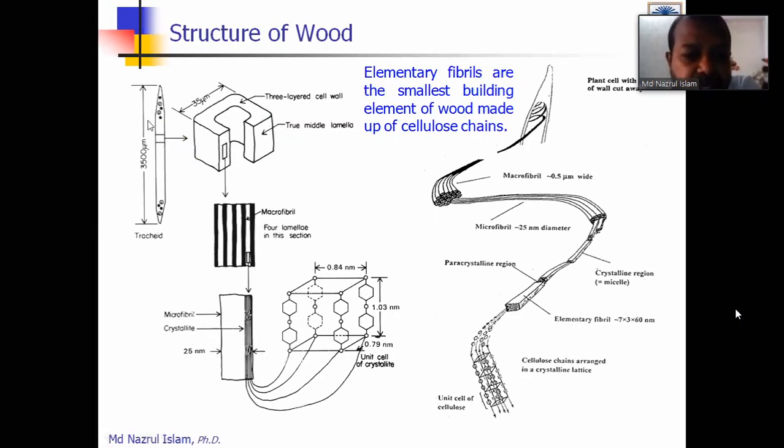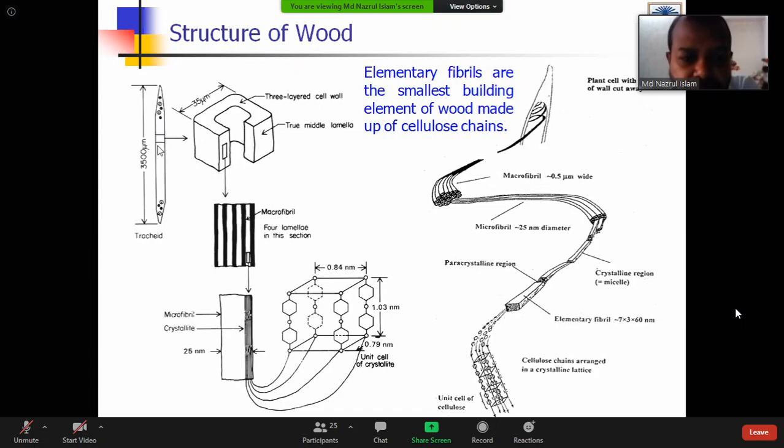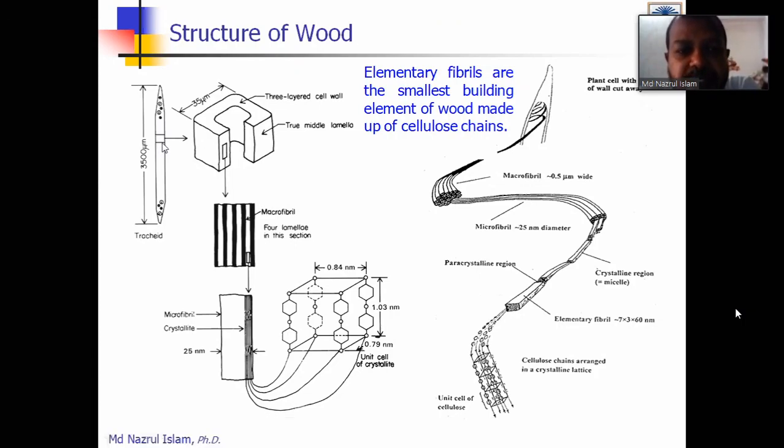This is a cell at the left side. You can see the trachea, and when we take a section of that, you will see different layers. There is the true middle lamella, then the primary wall, then the secondary wall, and the secondary wall is subdivided into three different layers. And at the innermost part, sometimes there is a warty layer. So all these layers we have discussed earlier.